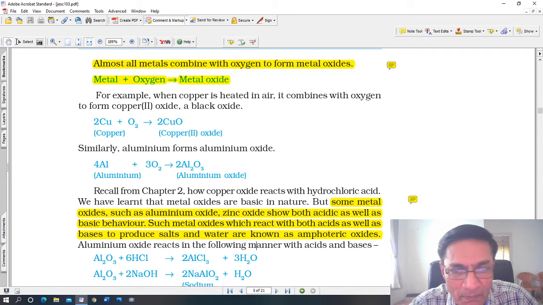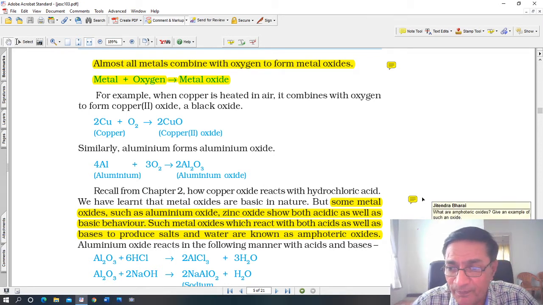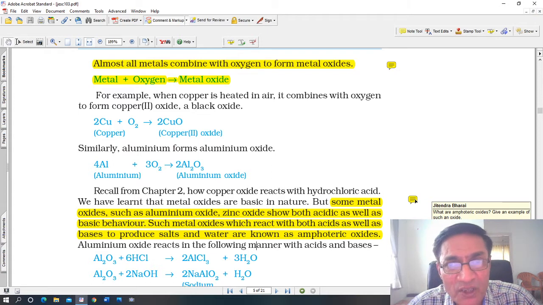Okay, but some metal oxides such as, now this is the important question. See, I have written the question out here. Okay, this is an extremely important question. What are amphoteric oxides? Give an example of such an amphoteric oxide. Amphoteric oxides are basically oxides of metals which have both properties, acidic properties as well as basic properties.